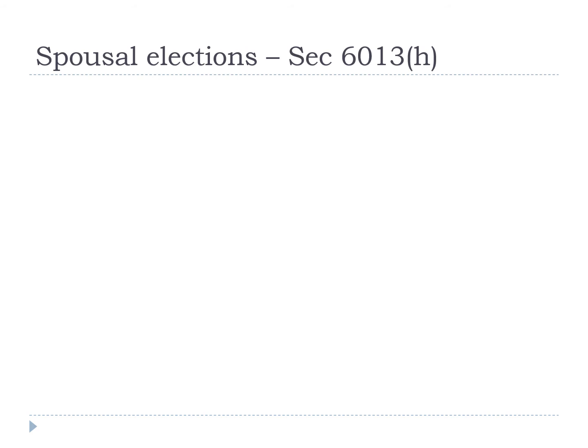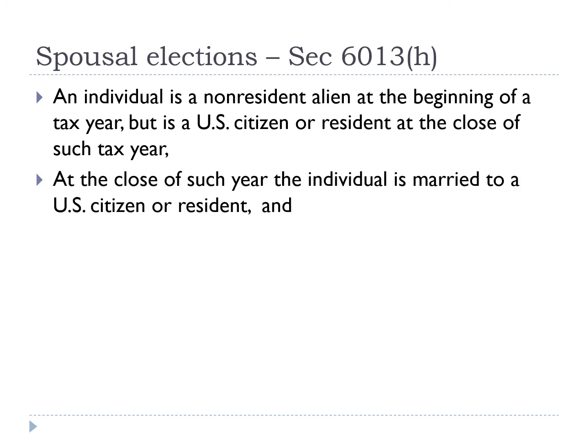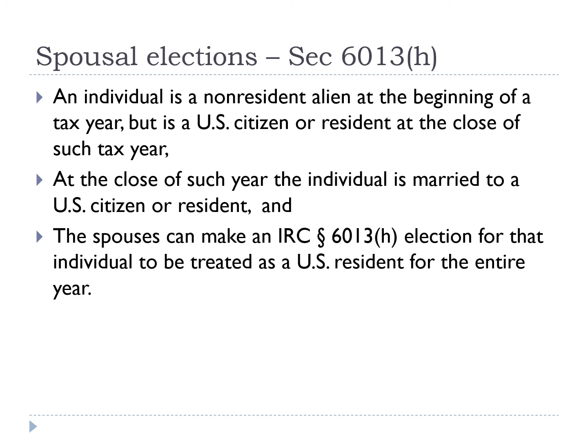Here is the 6013(h) election. If an individual is a non-resident alien at the beginning of the tax year, but is a U.S. citizen or resident at the close of such year, and at the close of such year, the individual is married to a U.S. citizen or resident, the spouses can make a 6013(h) election for that individual to be treated as a U.S. resident for the entire year, thus permitting both spouses to file a joint return.